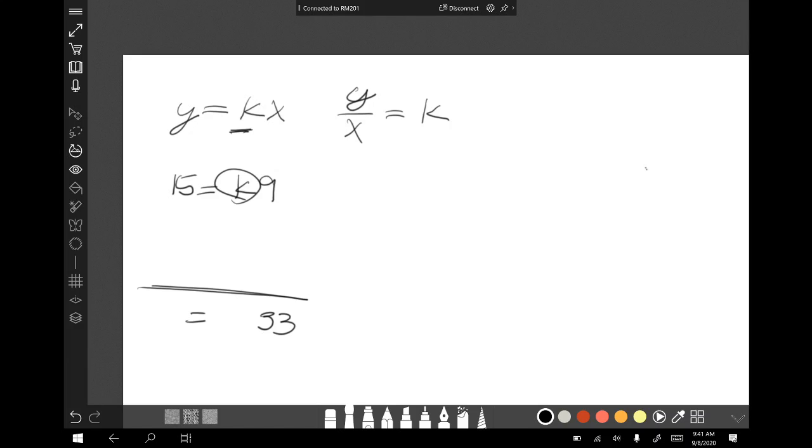Because when you have 9 and k sitting next to each other, it means they're multiplied. So to undo the multiplication, we'll divide by 9. Then we can cancel the 9 on the right, and we see that k is equal to 15 over 9, which is also, 15 is 5 times 3, so I can cancel 3's there. So it is 5/3, or a 5 to 3 ratio.